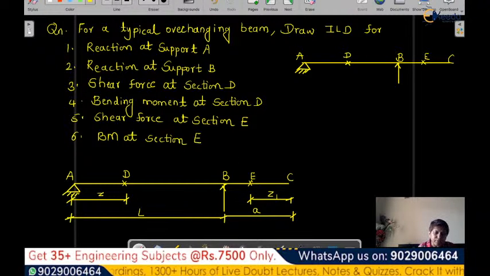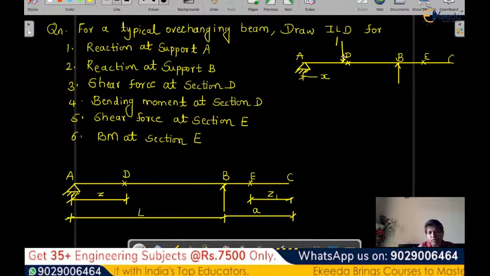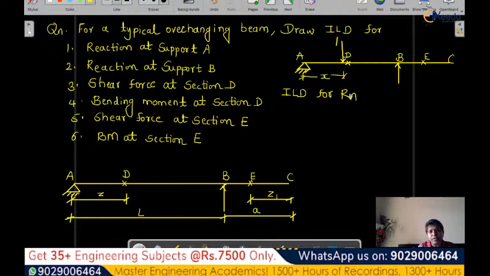Now let's consider when the unit load is in portion AB, anywhere in AB. Let's call this unit load 1, and wherever we are drawing, we have to show the distance from the unit load to the support A, that is X distance. Now let's start doing the calculation for the influence line diagram for RA, the reaction at A. That is our first case.